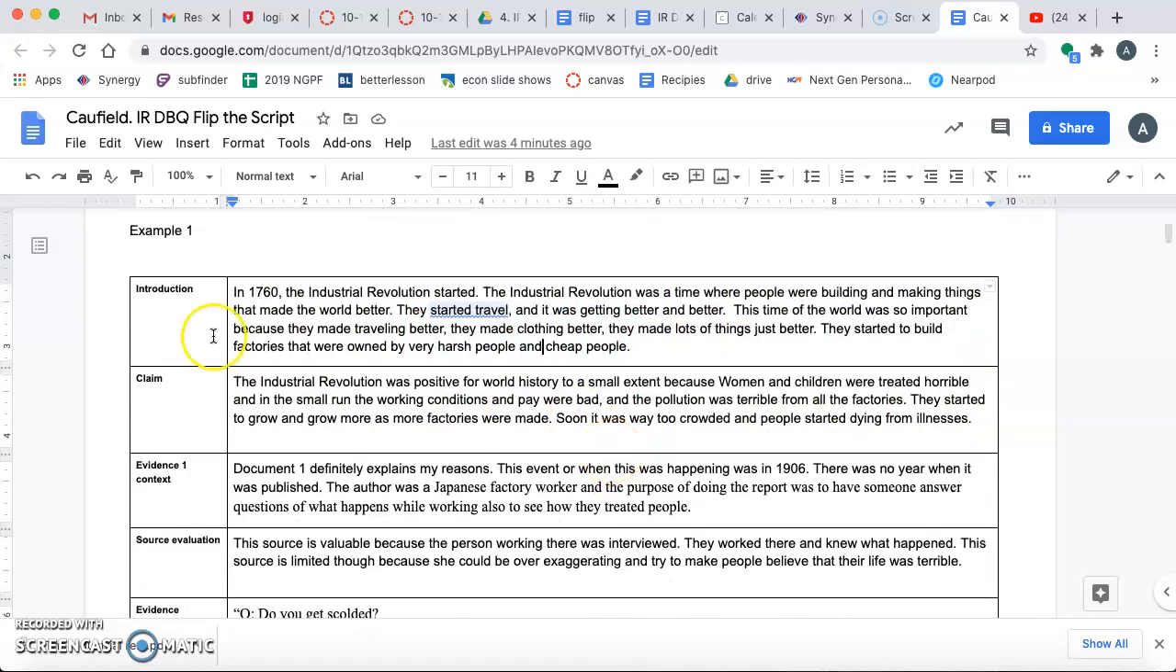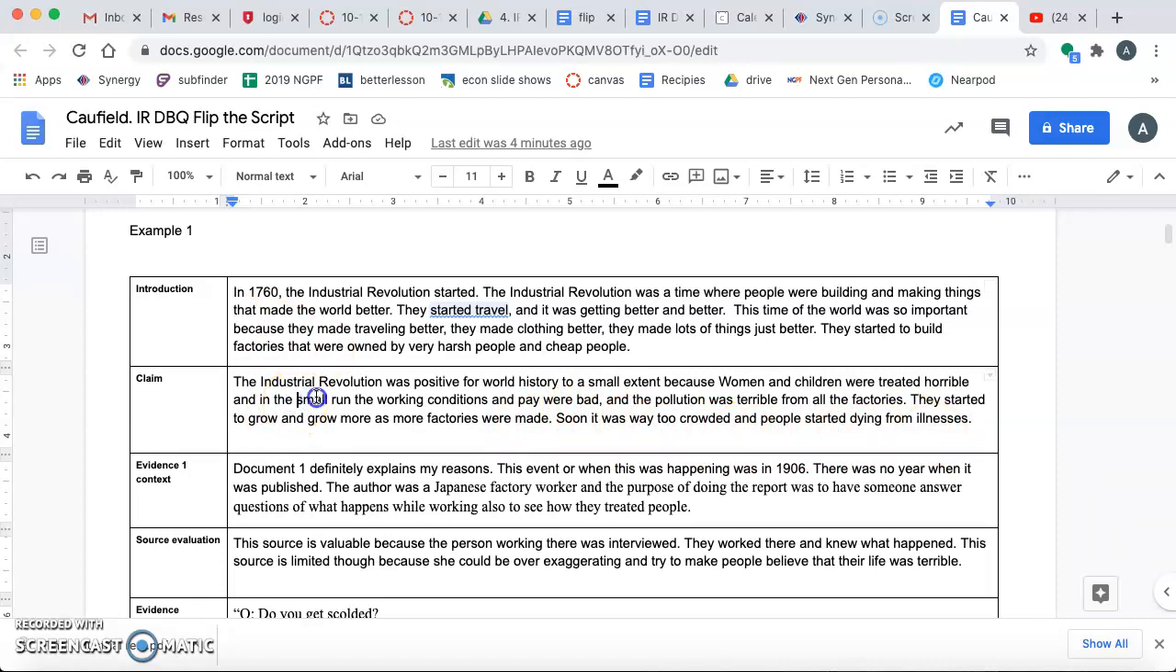So let's look at the claim. The Industrial Revolution was positive for world history to a small extent because women and children were treated horrible in the small run, and the working conditions and pay were bad, and the pollution was terrible from all the factories. They started to grow and grow more as more factories were made. Soon it was way too crowded and people started dying from illnesses.